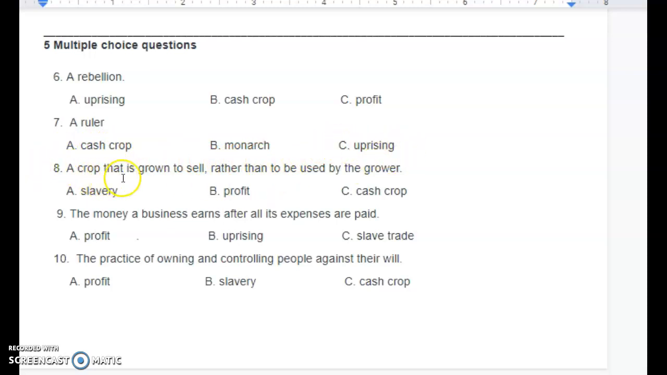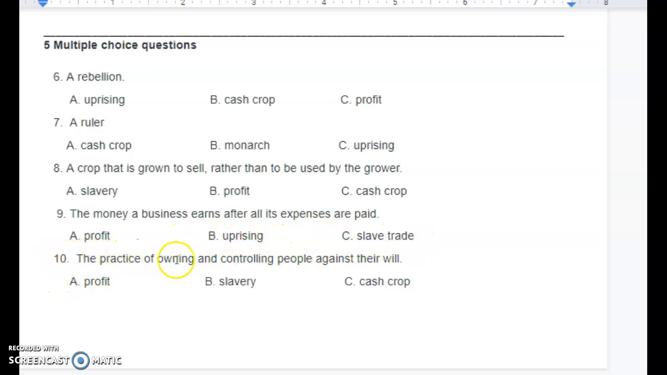Number 8, a crop that is grown to sell rather than to be used by the grower. A, slavery, B, profit, C, cash crop. Number 9, the money a business earns after all its expenses are paid. A, profit, B, uprising, C, slave trade.